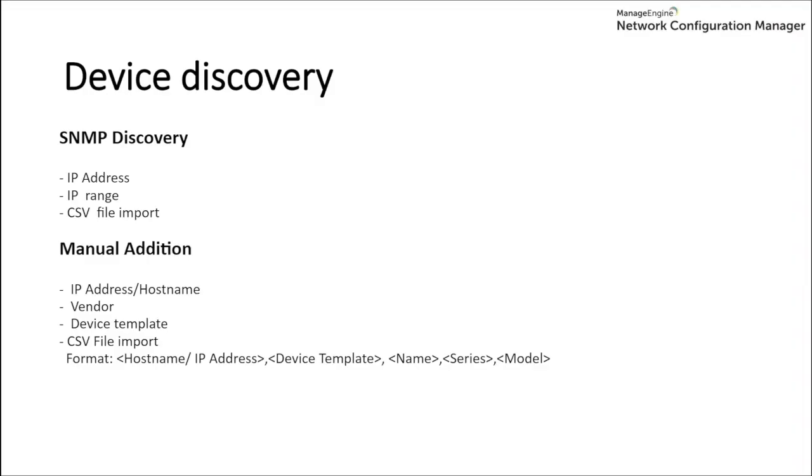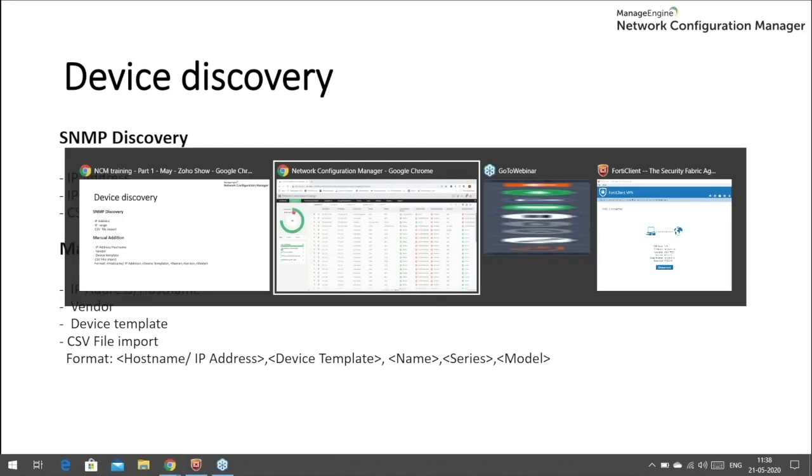So there are two main types of device discovery in NCM. The first is SNMP discovery, and the second is manual addition. In SNMP discovery, which we'll be looking at first, you can discover a device using IP address and IP range, or via a CSV file import. So let me take you to the UI and show you a demo.